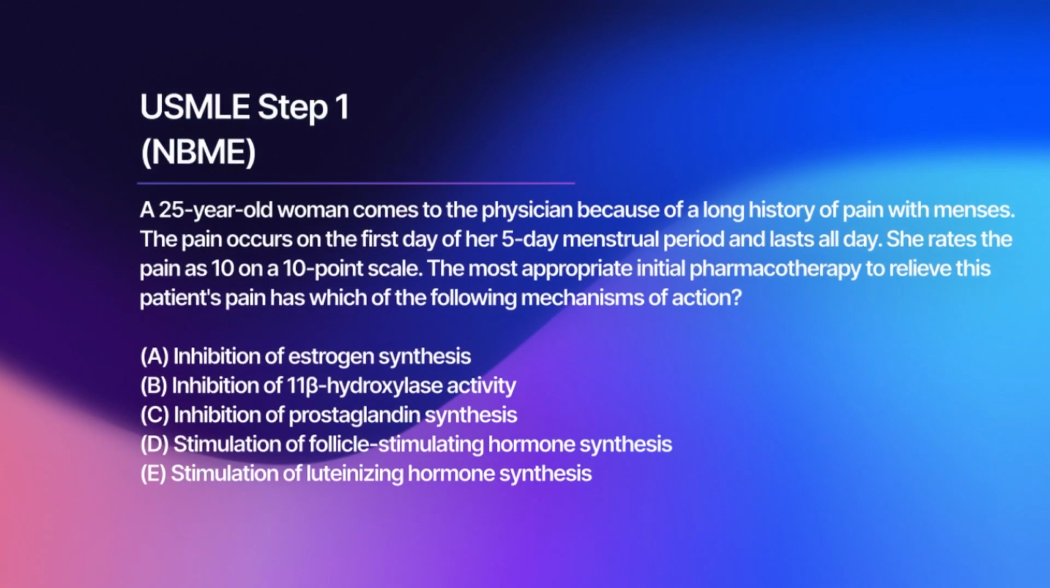Dr. Jackson, why don't you read the vignette for us? All right, I'm in the hot seat. All right. So a 25-year-old woman comes to the physician because of a long history of pain with menses. The pain occurs on the first day of her 5-day menstrual period and lasts all day. She rates the pain as 10 on a 10-point scale. The most appropriate initial pharmacotherapy to relieve this patient's pain has which of the following mechanisms of action?